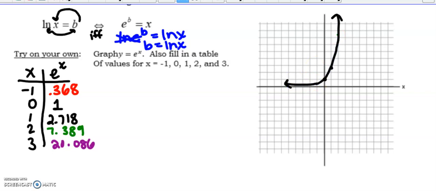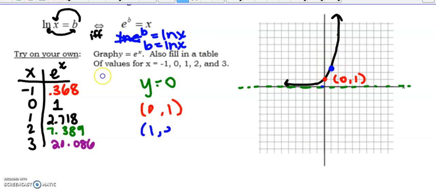Some things to note. Our key features on the natural log graph were x equals 0 for the vertical asymptote. Here we have a horizontal asymptote of y equals 0. On the original natural log graph, we went through the point 1, 0. Here we go through the point 0, 1. And on the original natural log graph, we went through the point e, 1. Now we go through the point 1, comma, e. So those will be our 3 key features when talking about the exponential.